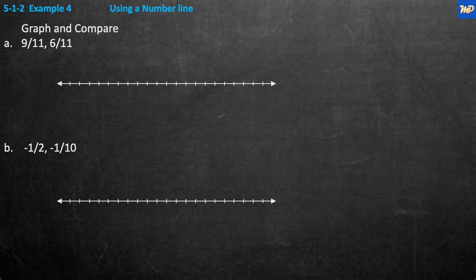So we're dealing with 11 in the denominator, so I have a bunch of ticks. Let's start over here to the left-hand side so that we have room to work to the right, because these are positive numbers. So if we start with our 0 right here, and then see 1, 2, 3, 4, 5, 6, 7, 8, 9, 10, 11. Okay? This is 11 right here.